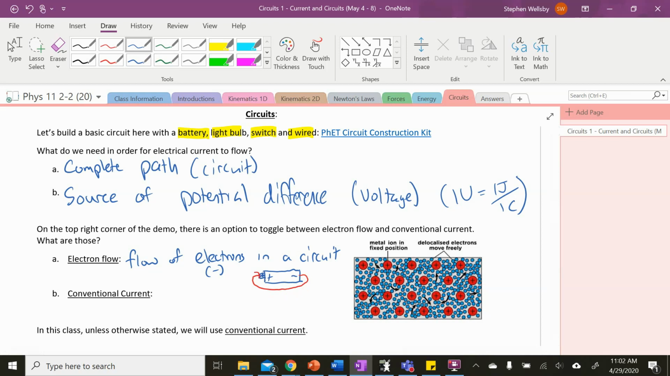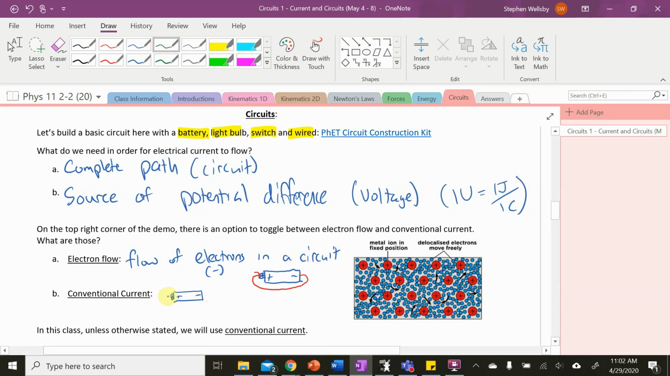Now, conventional current, it's just that, it's a convention. It's what essentially the world has decided to do, and we've kind of left it there. So Benjamin Franklin was the person who sort of had this understanding, or I mean, a lot of people had this understanding before him, but Benjamin Franklin was very famous, very influential, and he made a decision that he thought that the charge in a circuit was positive charges leaving the positive terminal. So if we draw our battery again, this is the positive and this is the negative end.